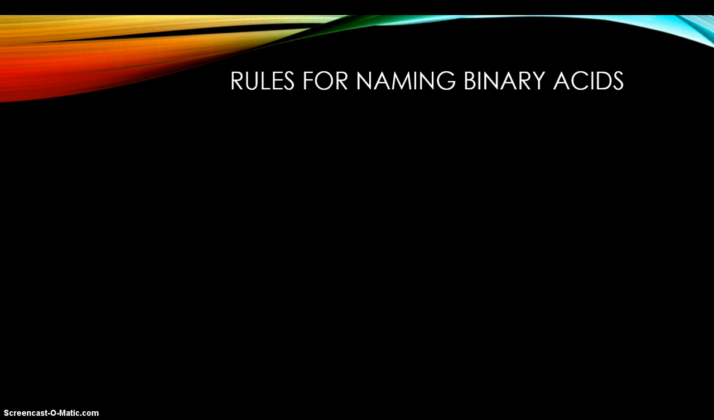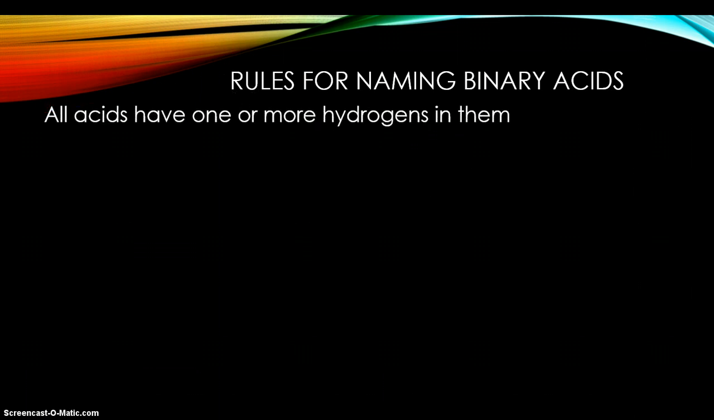There are two different types of acids that we're going to deal with. One is binary acids. And again, as we've learned before, binary simply means that there are two elements in there. The first thing to understand about acids is that all acids have one or more hydrogens in them. That's probably the easiest way to identify an acid: you will almost always see a hydrogen out in front of the compound.